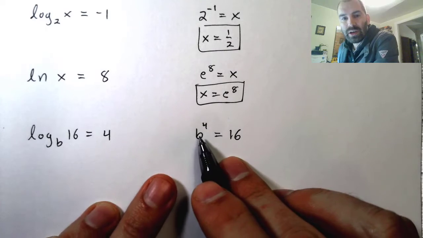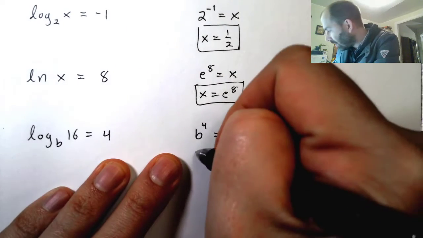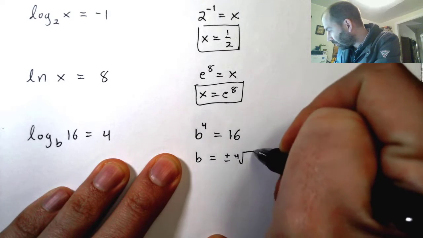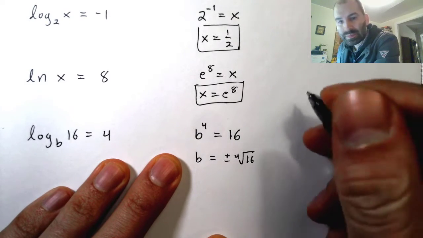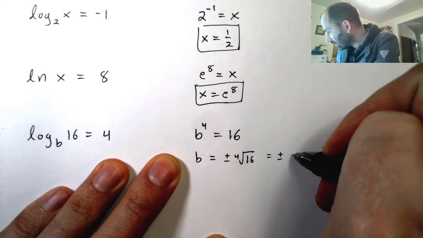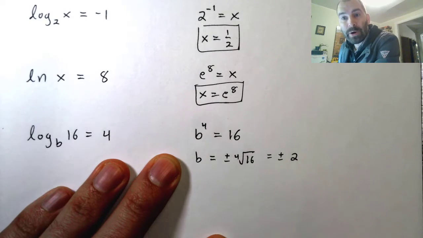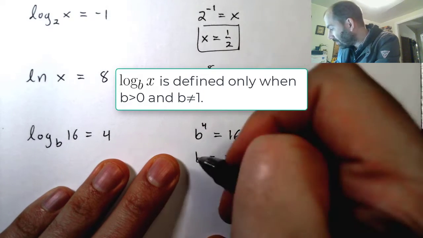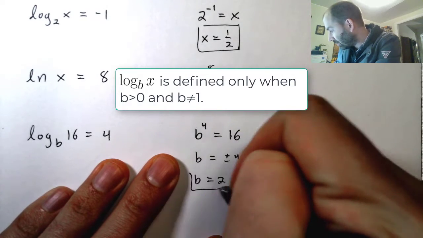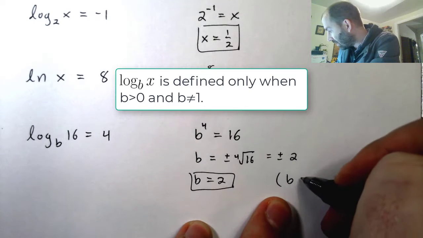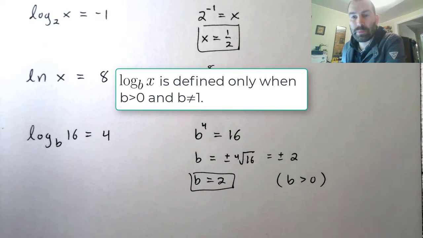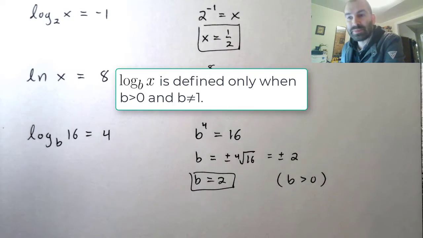If you wanted to solve this, you could write b equals plus or minus the 4th root of 16, which is plus or minus 2. But remember, b can't be negative. B is always a positive number in this case. So b is actually equal to 2, right? Remember that the base is always positive when we're doing logarithms.